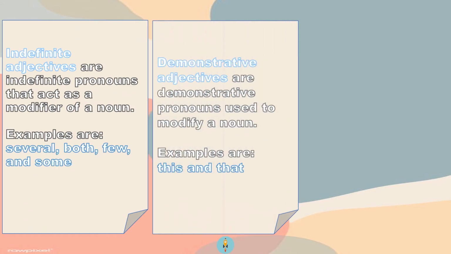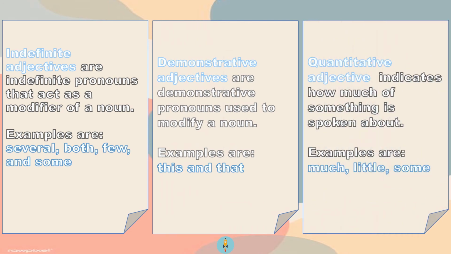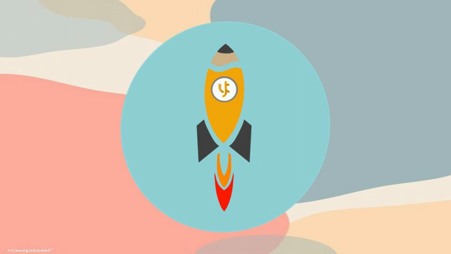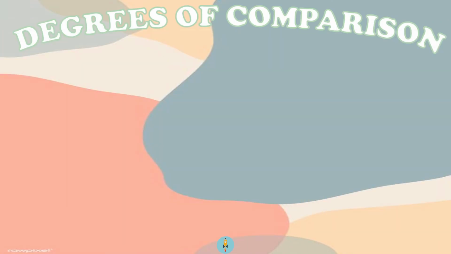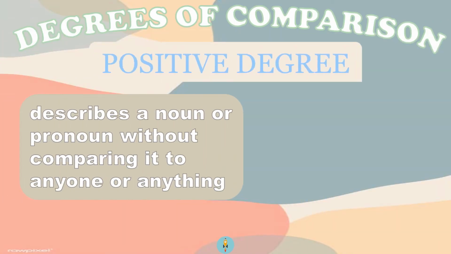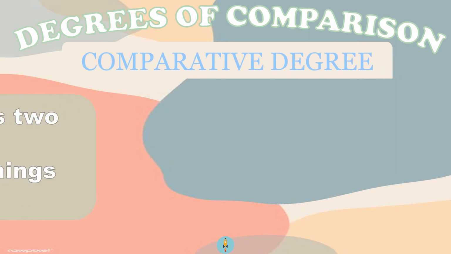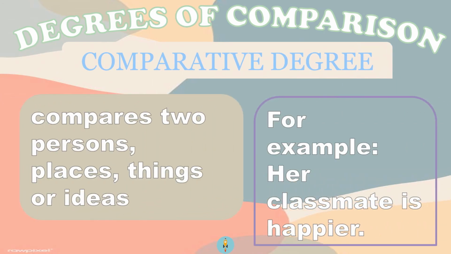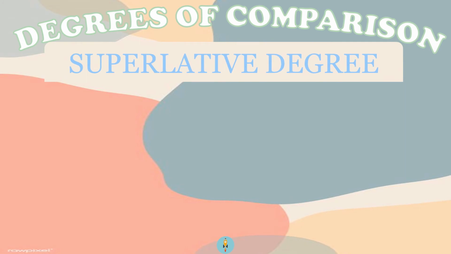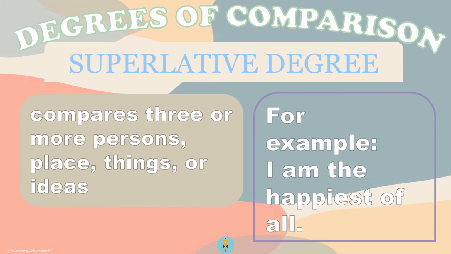Demonstrative adjectives are demonstrative pronouns used to modify a noun. Quantitative adjectives indicate how much of something is spoken about. Adjectives also have 3 degrees of comparison, first of which is the positive degree, which describes a noun or pronoun without comparing it to anyone or anything. Comparative degree compares 2 persons, places, things, or ideas. Superlative degree compares 3 or more persons, places, things, or ideas.